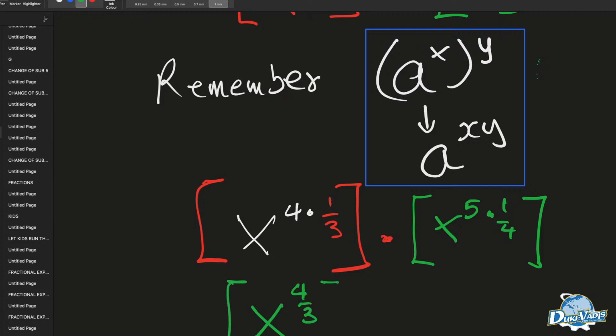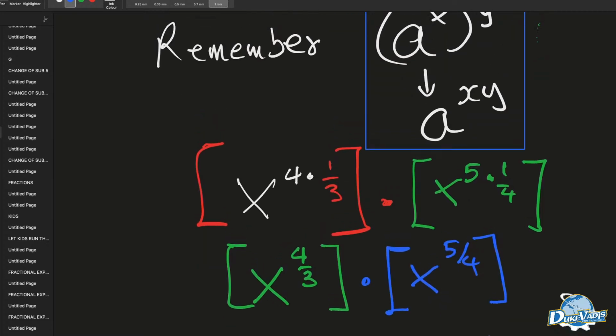Okay, we can still put a bracket around it. And this next one will be times x raised to the power 5 over 4. So this time around we're not dealing with numbers directly. We're dealing with numbers and also fractions. Now, friends, look at this. We are very familiar with this equation. So now we have x raised to the power 4 over 3 times x raised to the power 5 over 4.